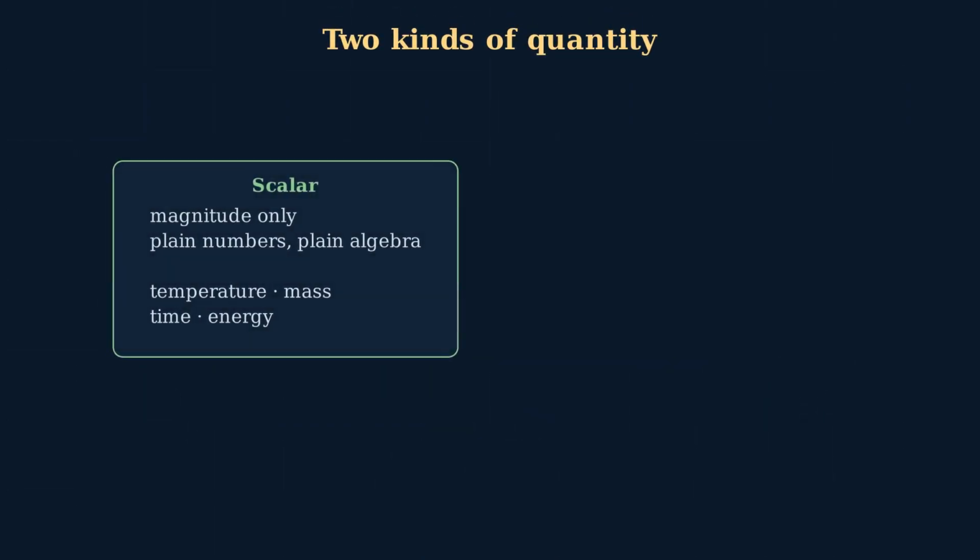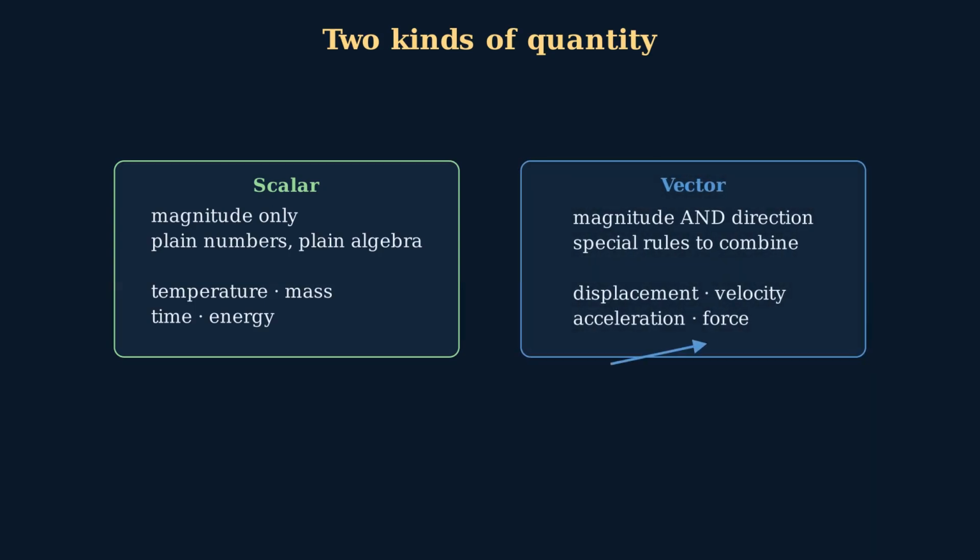Physics sorts its quantities into two families. A scalar is fully described by a single number with a unit: 30 degrees, 2 kilograms, 5 seconds. Nothing more to say, ordinary arithmetic just works. A vector is different. It needs a size and a direction together. Saying you drove 40 kilometers isn't enough. 40 kilometers which way? North? East? That direction is part of the quantity itself.